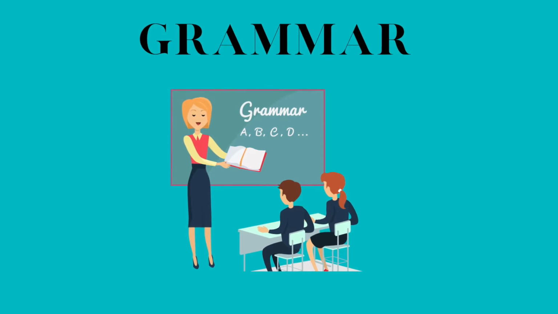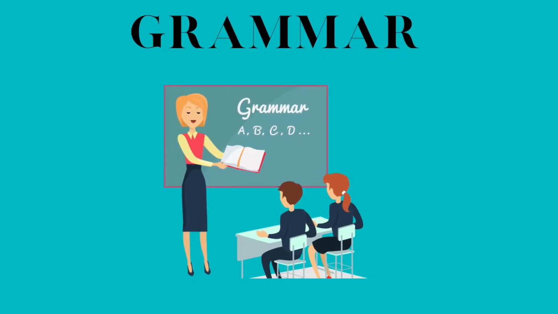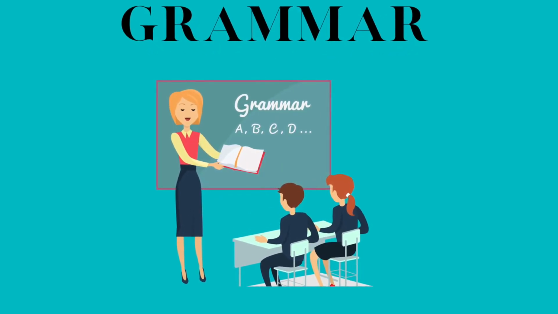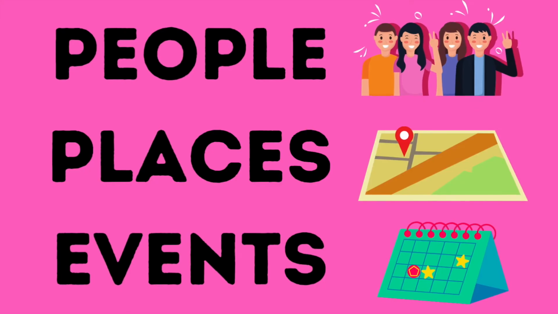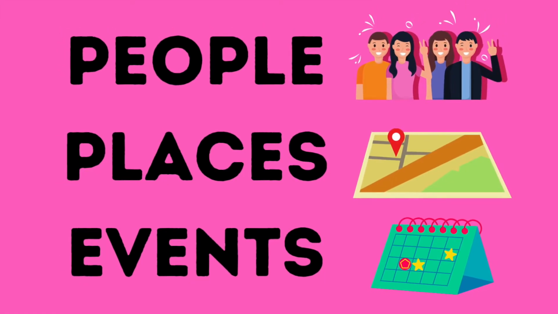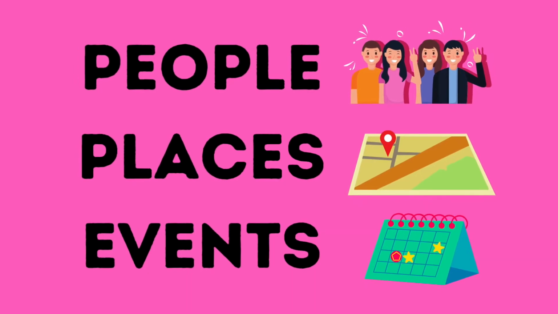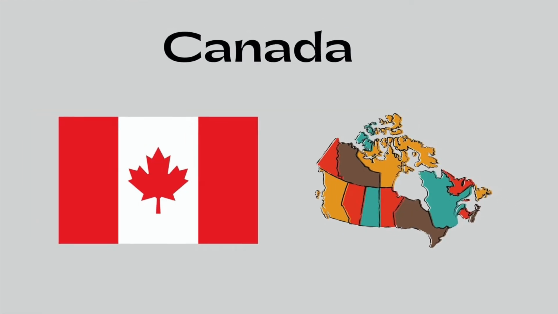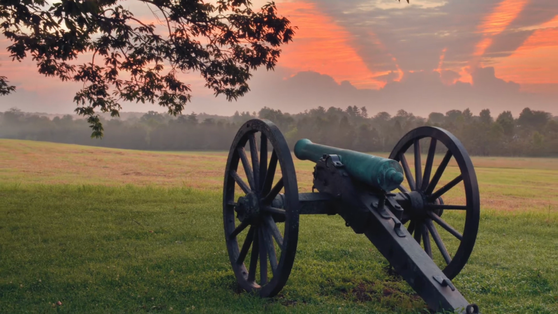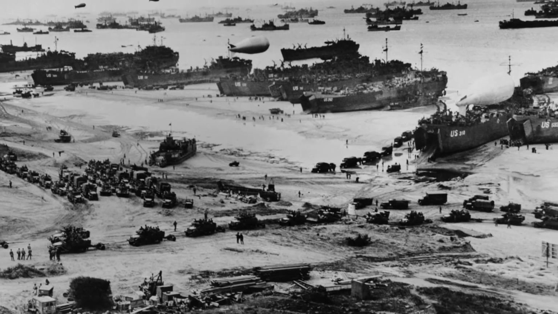The third category of mistakes is grammar. One common grammar mistake to look out for is capitalization of people, places, and events. If these types of nouns come up, they are red flags. Countries, famous people, and historical events like the Civil War or World War II should be capitalized.